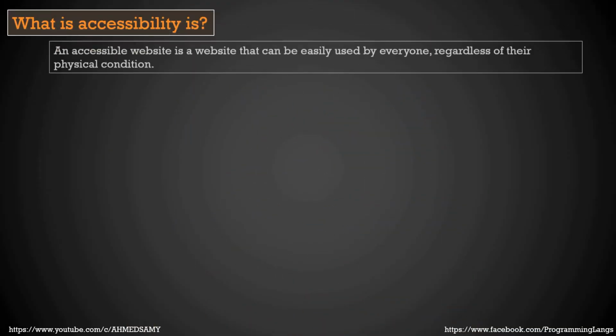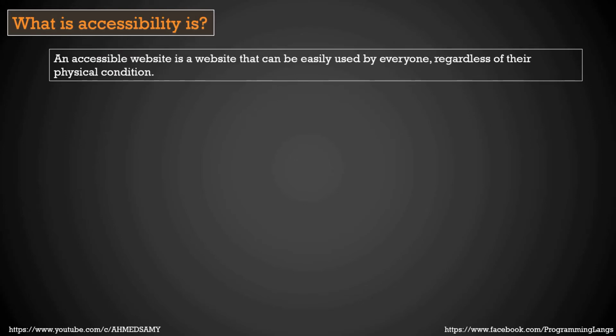Okay, what is accessibility? An accessible website is a website that can be easily used by everyone regardless of their physical condition. So anyone should be able to use your website. It doesn't make a difference if the user can hear what is going on or if the user can see what is going on on the screen, so the user should use screen readers. The screen readers will announce each single element on the screen depending on some specific instructions we are going to speak about later.